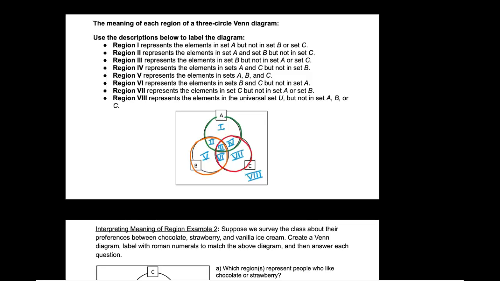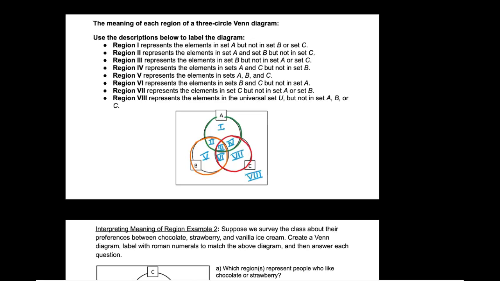Okay, and so then we can quickly go through each region and let's talk about what it means. So region 1, this means that it's in A but not B or C because it's only in circle A. Region 2 looks like it's in A and B. Region 3 right here is all 3 circles together, so A, B, and C. Region 4 is only in A and C. Region 5 is only in B, but not A and C. Region 6 is in B and C, but not A. And then region 7 is only in C, not A or B. And then region 8 represents all the elements that are not in A, B, and C. So anything in the universal set that's not included in A, B, or C.